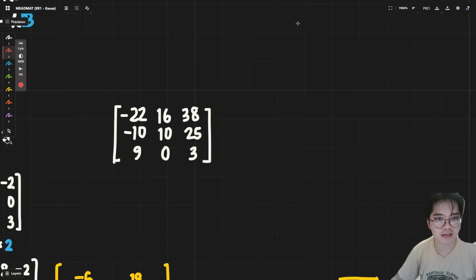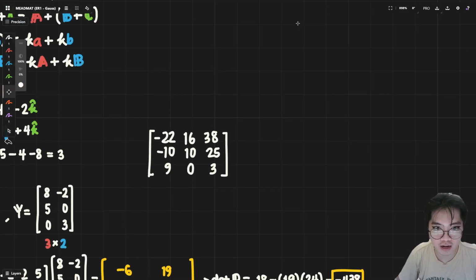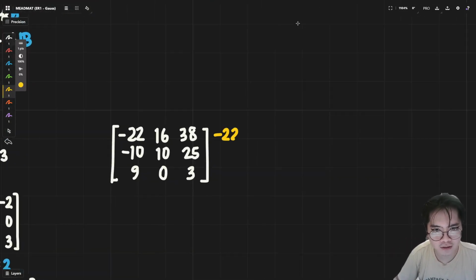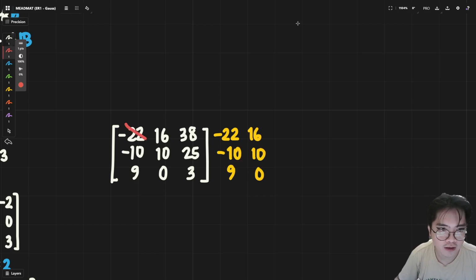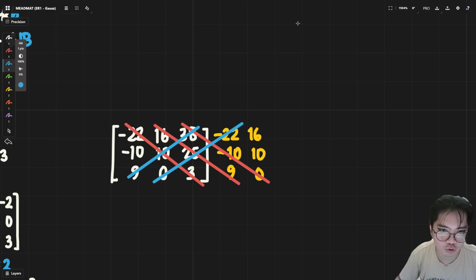And now, if you guys are still a bit unsure about your skills in trying out the 3x3 determinant, you can definitely just copy the first two rows in here. Negative 22, 16, negative 10, 10, and then 9, 0. And then you can draw your diagonals. 22, 10, 3, 16, 25, 9, 38, 10, 0. That's very good if you have a 0. Right? 9, 10, 38, 0, 25, 22, 3, 10, and then 16.